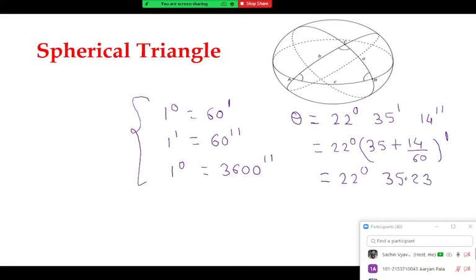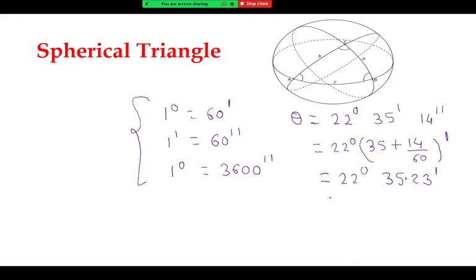35.23 approximately minutes. Now these minutes also we can convert into degrees. So we can take 22 plus 35.23 minutes upon 60, and now everything is converted into degrees. So it is divided by 60 plus 22, and you will get, what is the final answer you got? 22.59 degrees. Okay, so this is one of the ways to convert degree, minute, second to just degrees.